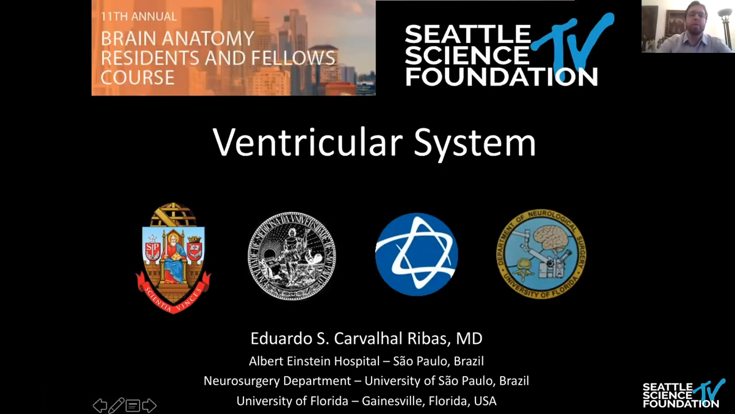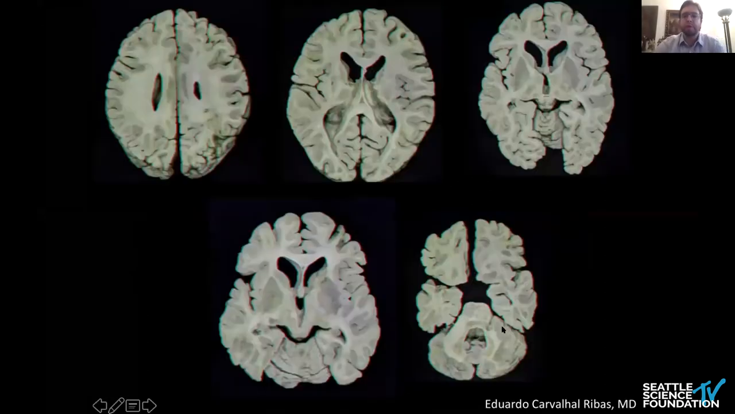I'm going to talk about the microneurosurgical anatomy of the ventricular system. First, this slide shows the easiest way to prepare the brain. It's called sectional anatomy. You just take the brain and make sections. This was made with axial cuts on the brain. And what everybody can notice is that the brain has cavities inside it.